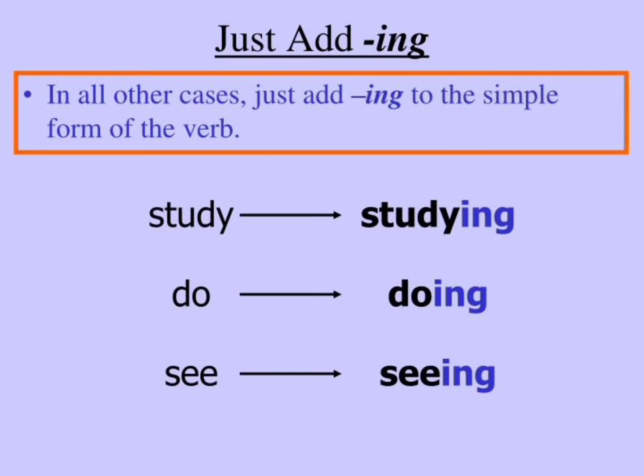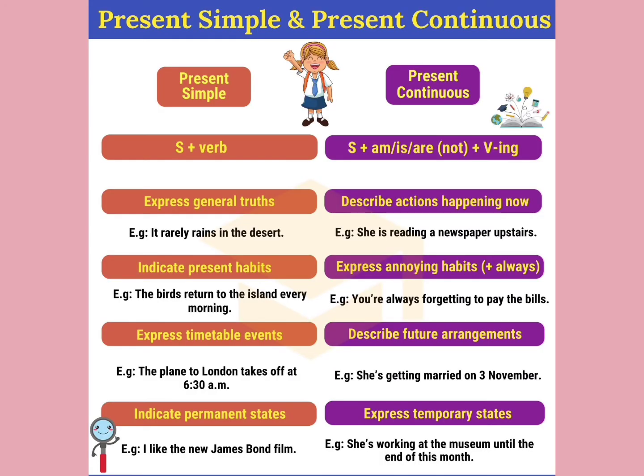Now we need to learn some more things. We need to learn what are the basic differences between the simple present and present continuous. Just have a look. Okay, the sentence formation for simple present: subject plus verb. And for present continuous: subject plus am or is or are, in case of negative not, then present form of the main verb with ing.